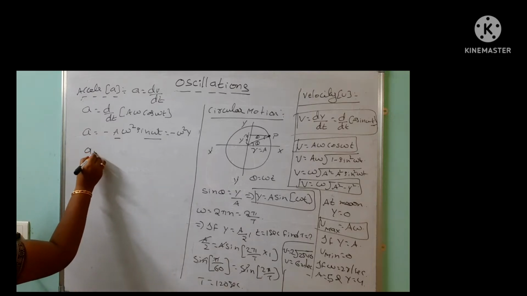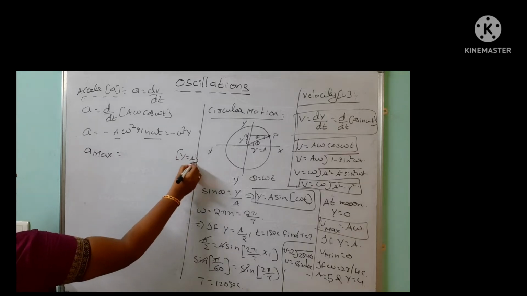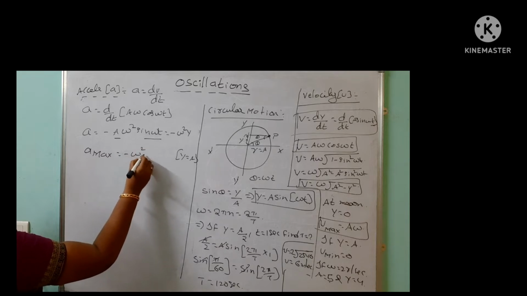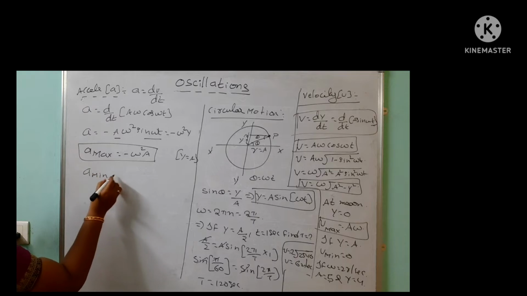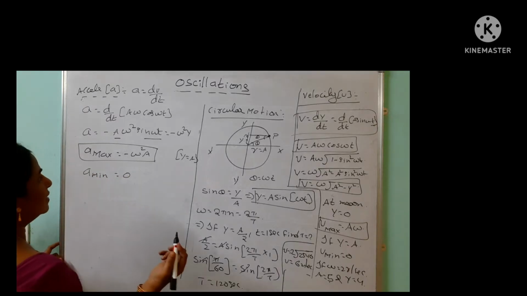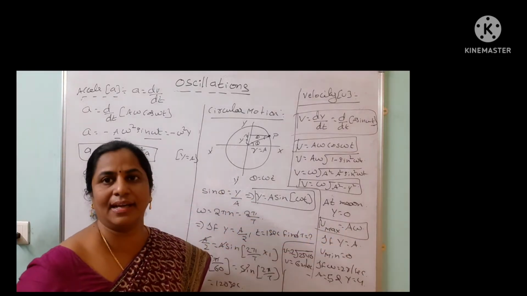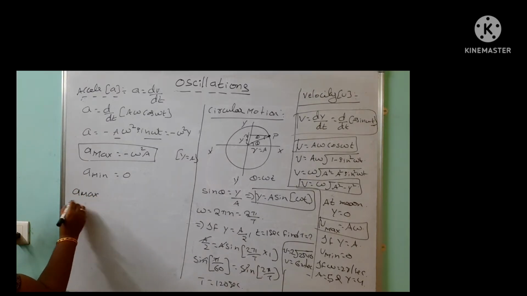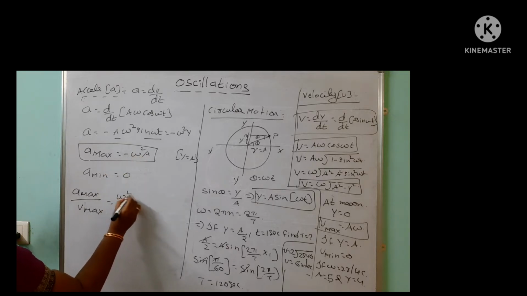Here also, what is a maximum? A maximum means y equals a. Here instead of y we write omega square a. Like that, a minimum equals 0 at the mean position. So this is the acceleration and this is the maximum velocity. Suppose we take A maximum by V maximum. What do you get? Minus is representing direction only, so when taking magnitude, it is omega square by omega.